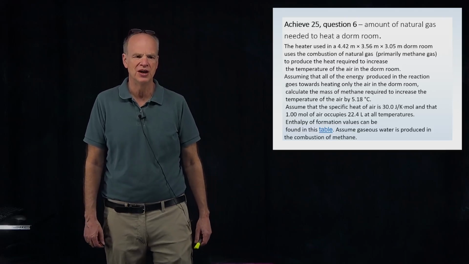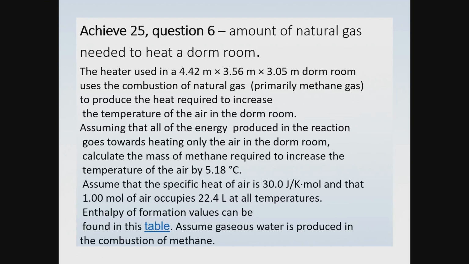So if I can blow up the slide. It says, the heater used in a 4.42 meter by 3.56 meter by 3.05 meter dorm room uses the combustion of natural gas, which is primarily methane gas, to produce the heat required to increase the temperature of the air in the dorm room. Assuming that all of the energy produced in the reaction goes toward heating only the air in the dorm room, calculate the mass of the methane required to increase the temperature of the air by 5.18 degrees Celsius.